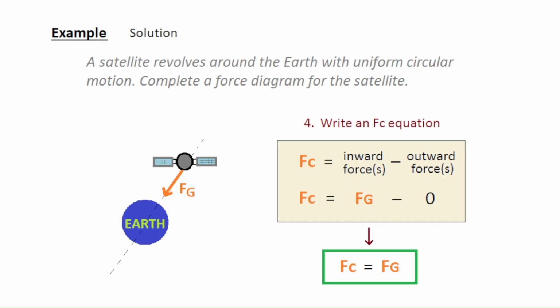The final rule for writing an Fc equation is to take your forces and subtract them in minus out. Here we have Fg in and 0 out, so my centripetal force equation would be equal to the gravitational force, and now I can use this to sub in future equations and numbers specific to this scenario.